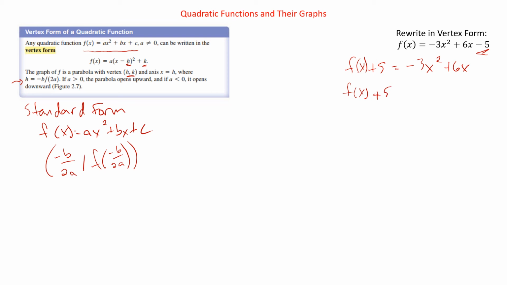F of x plus 5 equals negative 3 times x squared minus 2x. And then I'm going to leave a little bit of a space there. And now we will get to the completing the square step. So we'll have negative 3, and then we'll have something squared.